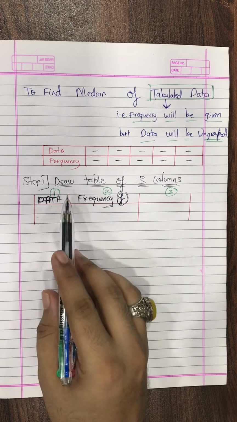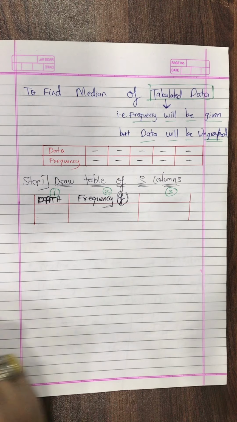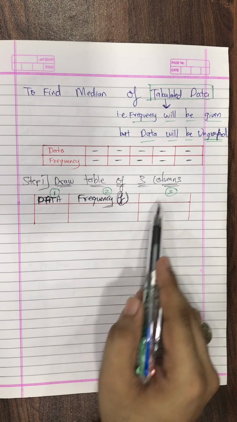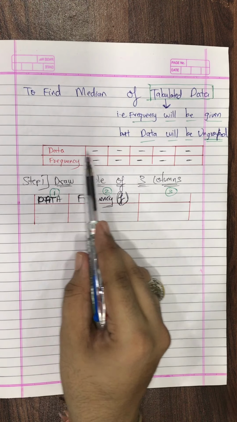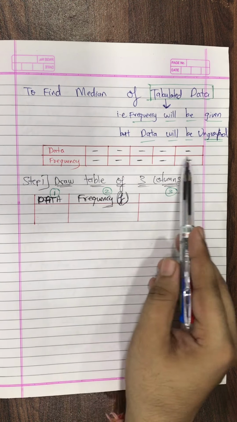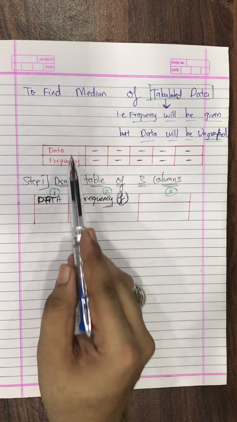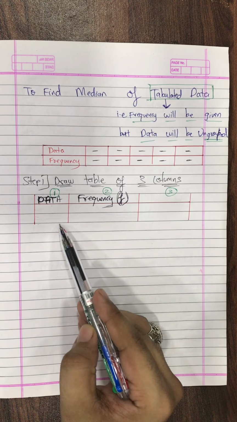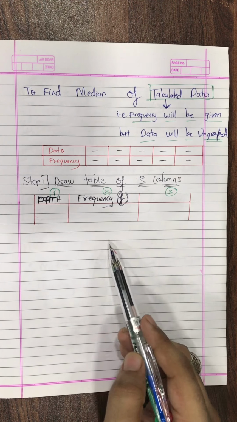Step 1. Draw a table of 3 columns. Column 1, column 2 and column 3. In column 1, the data will come, which is the first row, whatever is given in the question. It will be either marks or wages, that relevant data. The first row will be copied in the first column. The second row, which is always the frequency, will be copied in the second column.